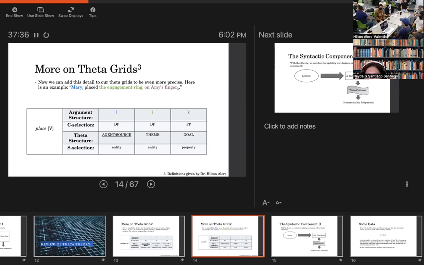Each one of these elements in the theta grid is syntactically relevant for one reason. Let's start with the S selection for now. If you have Mary placed engagement ring with Amy's finger, that's not a grammatical sentence. Why? Well, there's a third structure there. With Amy's finger is a prepositional phrase, but the theta structure is not actually realized, because with is not a goal preposition. A goal with is a companion or instrument.